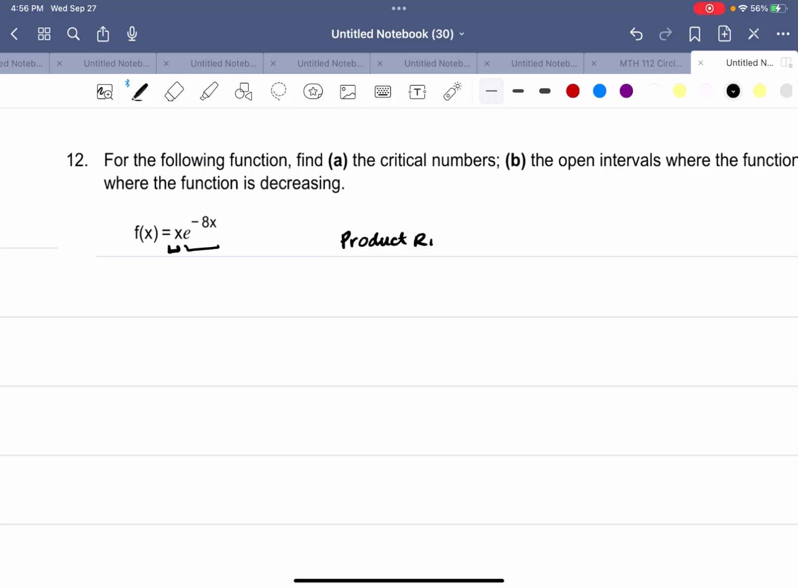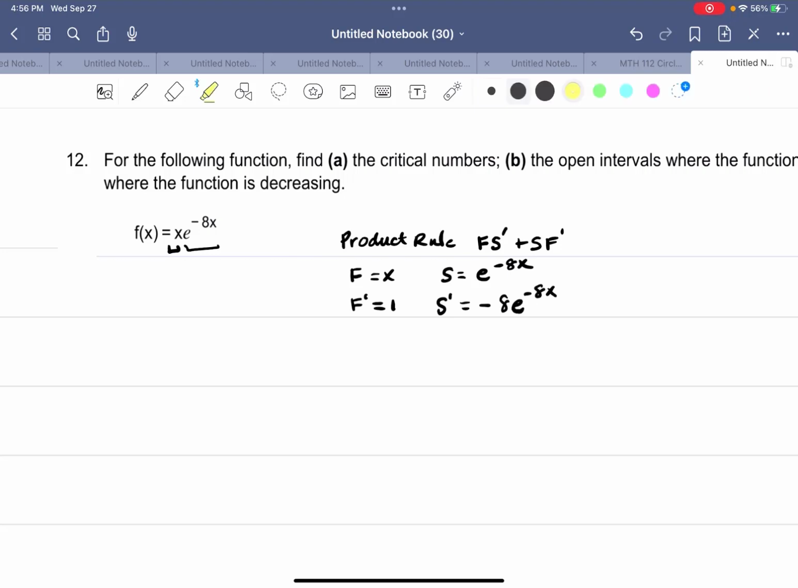The product rule, as a reminder, says first times the derivative of the second plus second times the derivative of the first. So my first function is just x. So my first function prime is just 1. My second function is e to the negative 8x. So my second function prime is negative 8 times e to the negative 8x. Remember, the chain rule says you have to tack on the derivative of that exponent. Well, I just wrote it in the front.